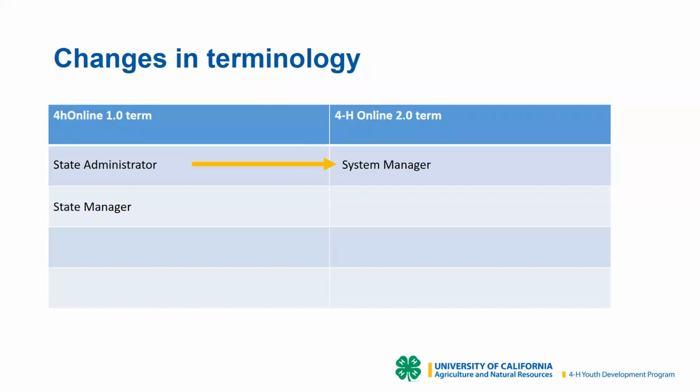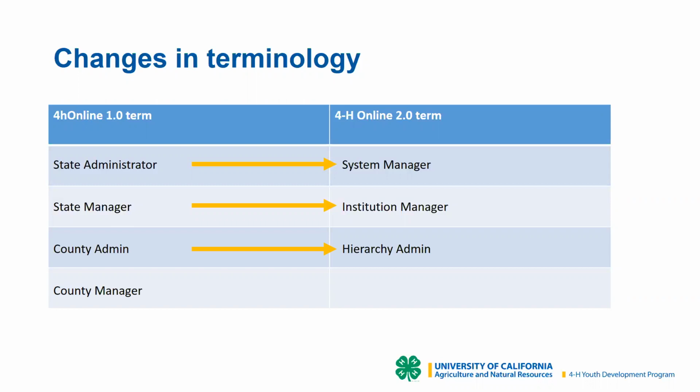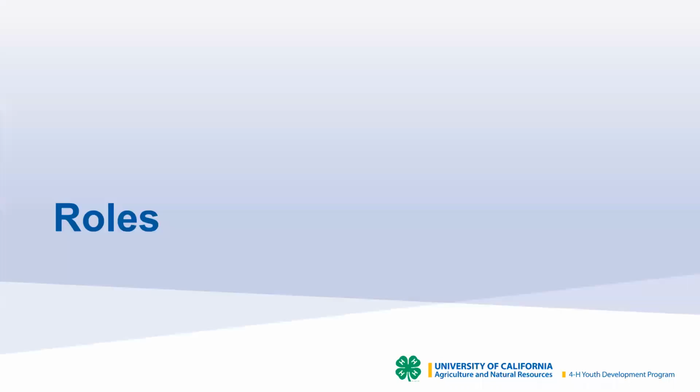State manager is now institution manager. The institution manager is a role that has access to all of the records at the institution and is responsible for certain setup responsibilities. Primary manager, or what we referred to as the county admin, is now the hierarchy admin. This is the staff account with full permissions for that level of the hierarchy. County manager is now referred to simply as manager. Let's take a look at each of these roles in a little more depth.